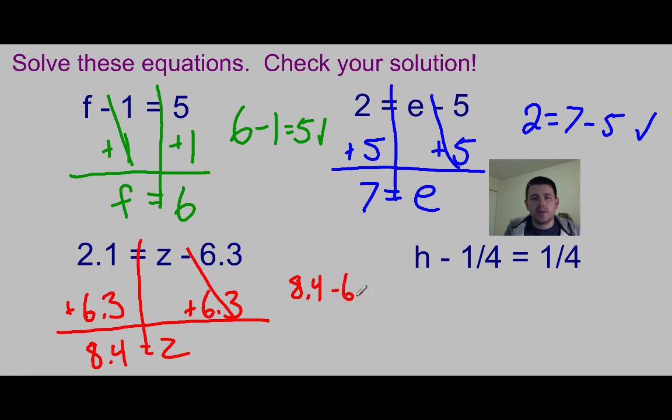8.4 minus 6.3, is that really equal to 2.1? Well, 4 minus 3 is 1. 8 minus 6 is 2. So we're good. You always need to double check your solution.